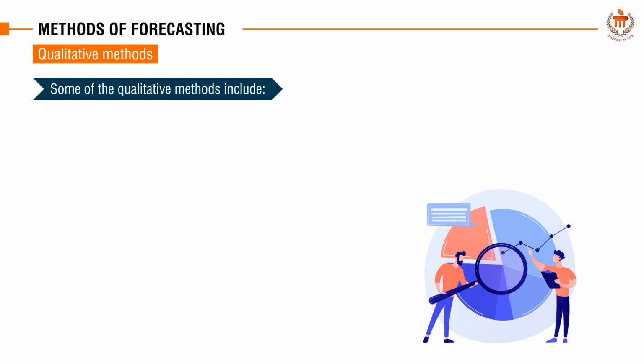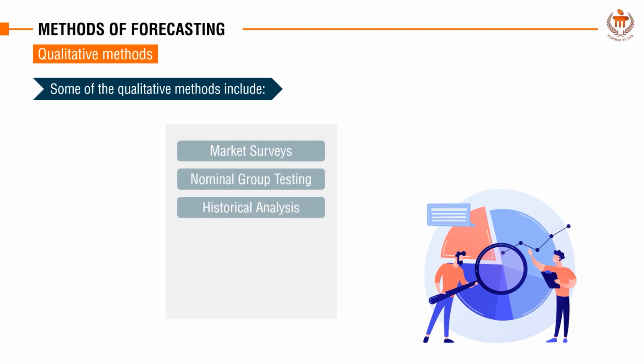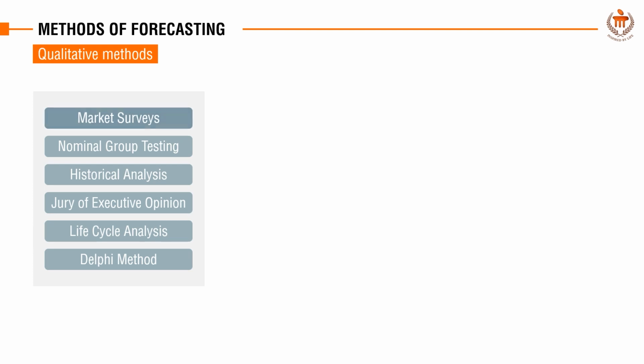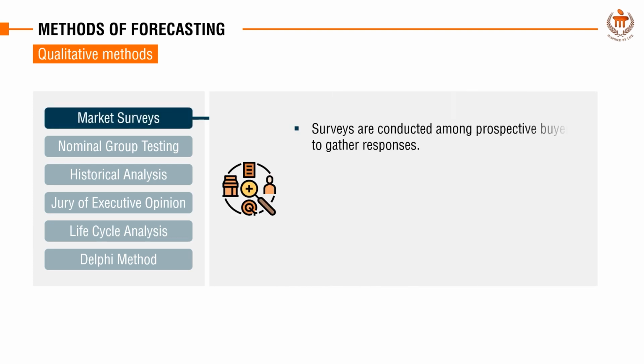Some of the qualitative methods include market surveys, nominal group testing, historical analysis, jury of executive opinion, life cycle analysis, and Delphi method. Let's understand each of the qualitative method techniques in detail. First, let's explore market survey.